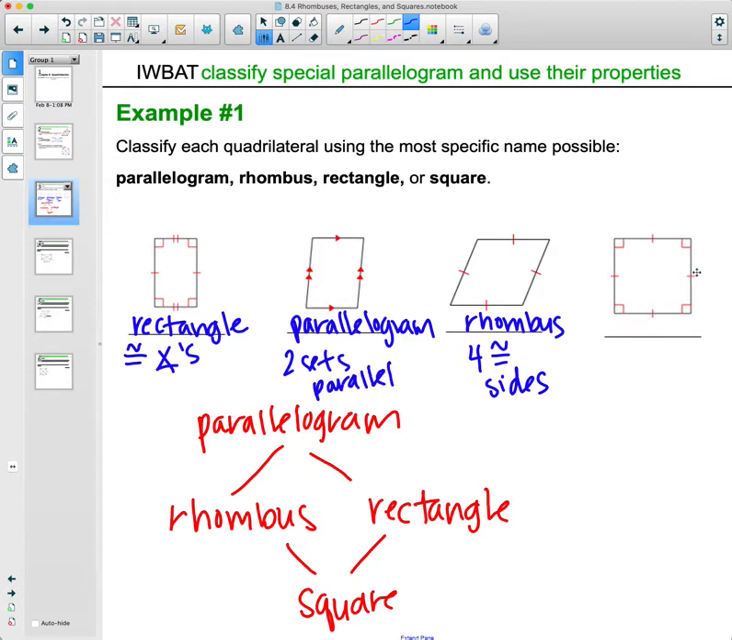And then this one we see equal sides and equal angles. Equal sides makes it a rhombus, equal angles makes it a rectangle, both is a square. So this one is congruent sides and congruent angles.